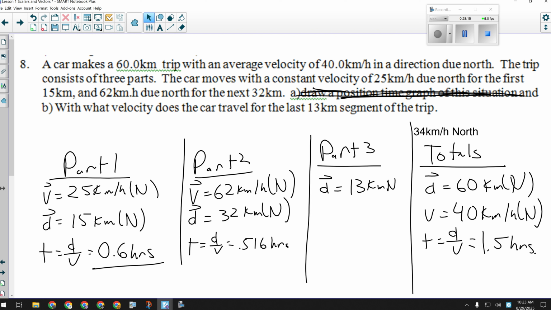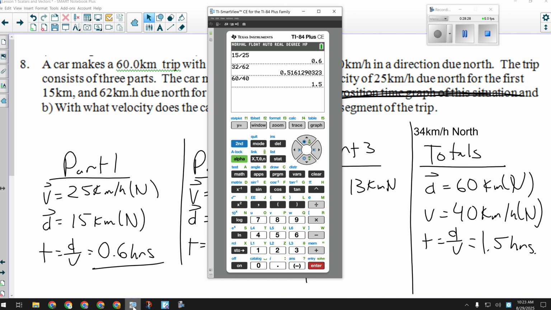I know how long 2 of the 3 parts take. Can I find out how long I spend on part 3? I just have to subtract. So the time for this one is just going to be 1.5 minus the sum of these 2 numbers here. So minus that one, and minus that one. So there's what's left for time, 0.3838 hours.